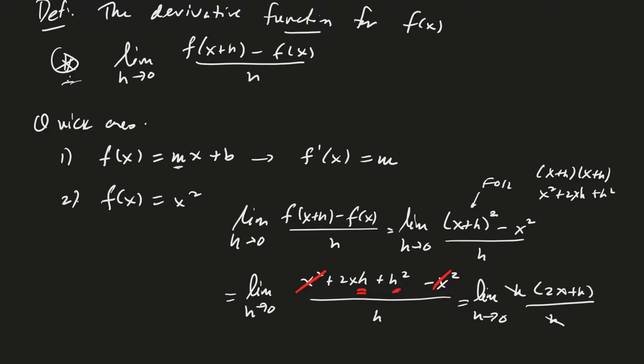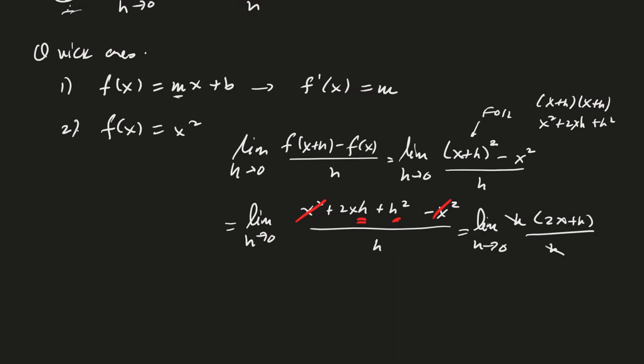Good. And so then the last thing to do is to actually take the limit by substituting h equals 0 in, and we get 2x. Good. Now just as a reminder again, you can't plug h equals 0 into the formula right at the beginning, right? Because if you do, you would just have 0 divided by 0. Okay.